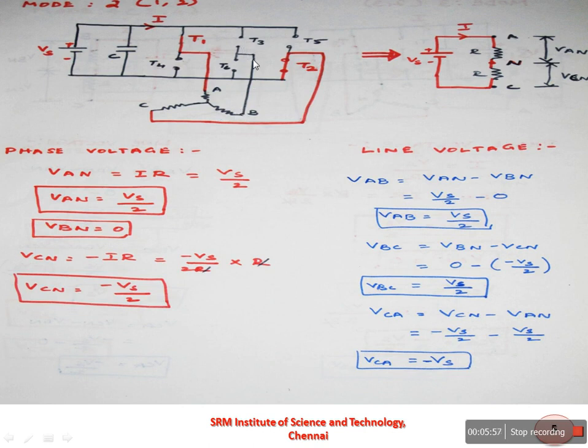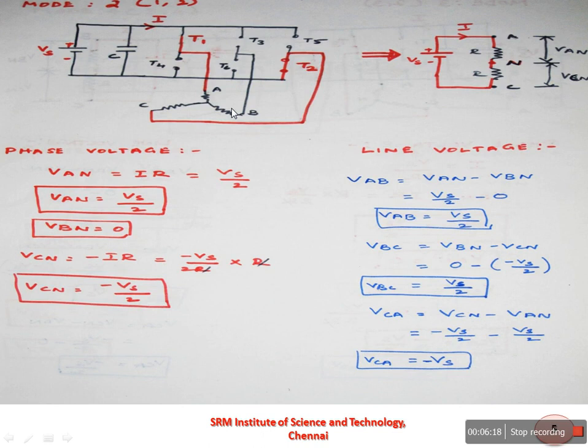The V is not connected to the supply input. Now we can find out the phase voltage using this equation, I is equal to Vs by 2R. We can calculate what is VAN as well as VCN. So VAN is equal to the current flowing through the resistor, I into R, which gives Vs by 2. It's equal to VAN.